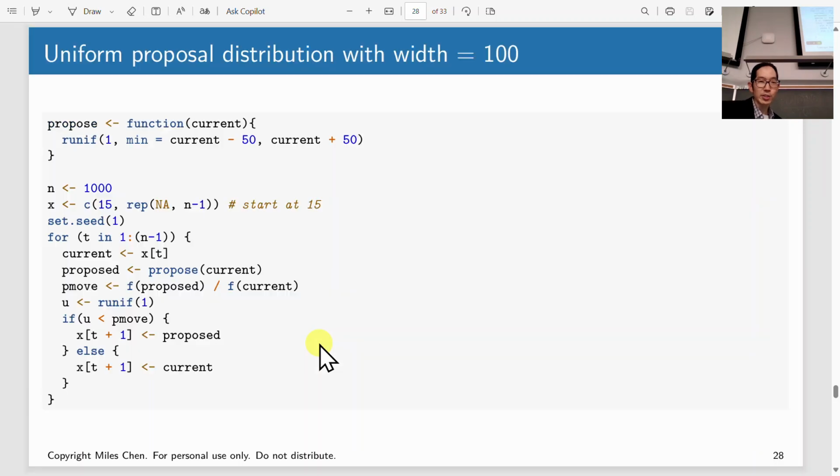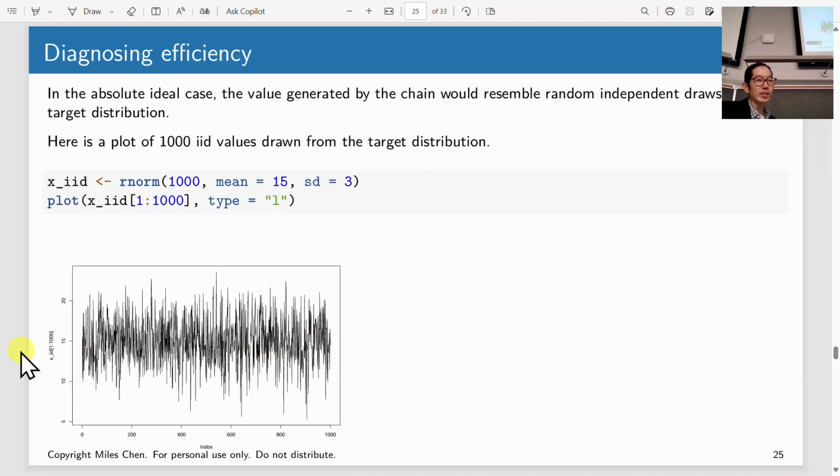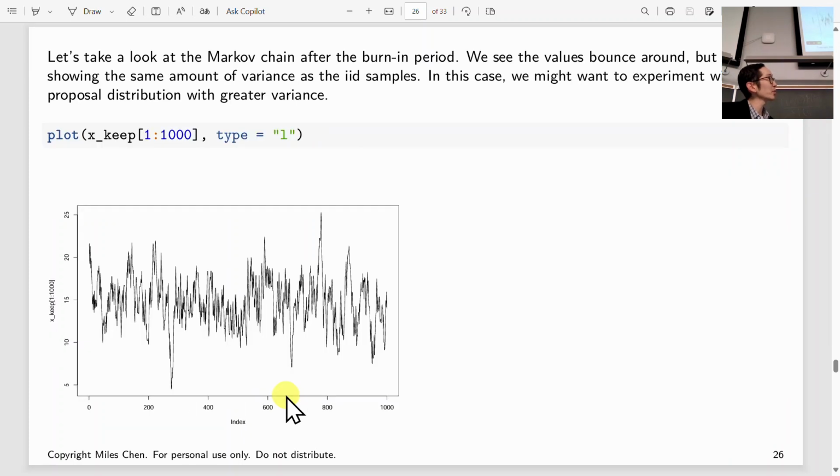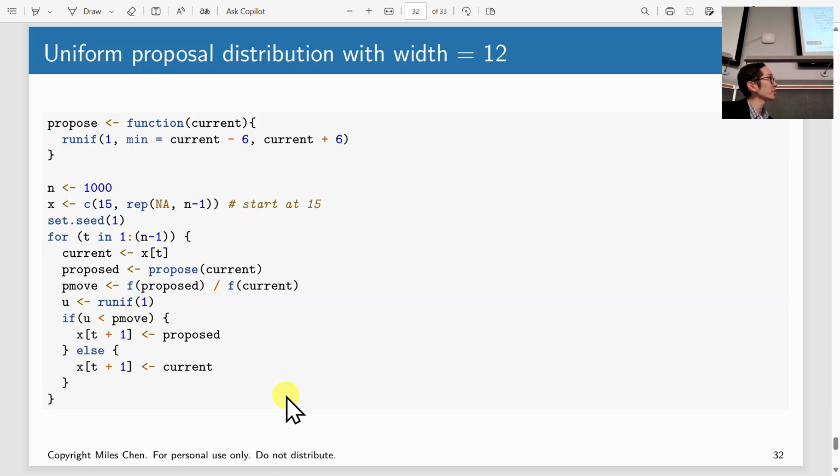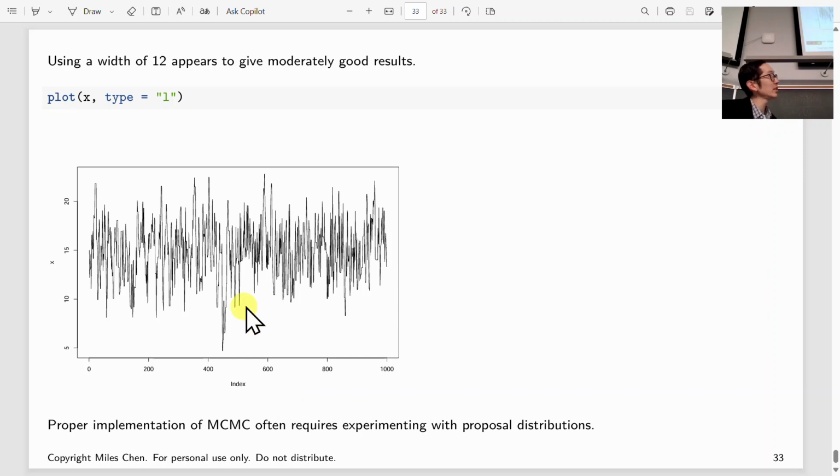Remember that the ideal scenario is IID, and IID looks like this. This is my width of plus or minus 3, and here's plus or minus 6. I would say this looks closer to the IID results than any of the other ones, with plus or minus 50 or plus or minus 1/2. But sometimes it takes a bit of guessing to figure out what proposal distribution to use, and then you look at what kind of values you generate and get there.